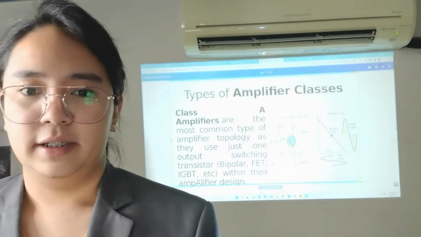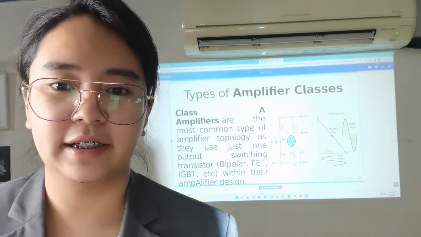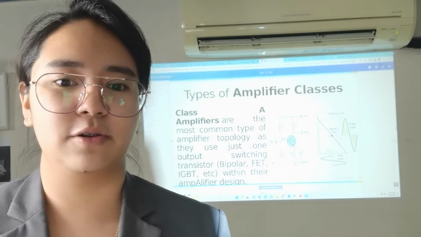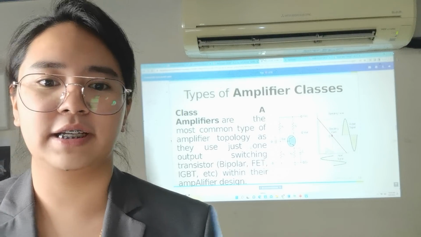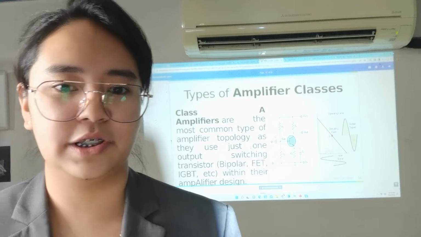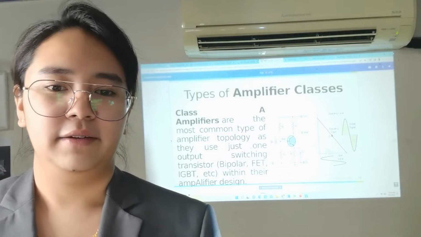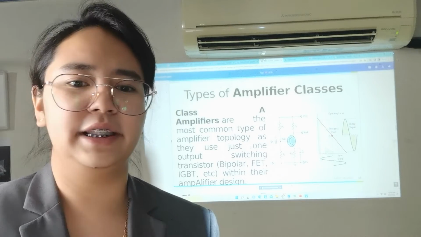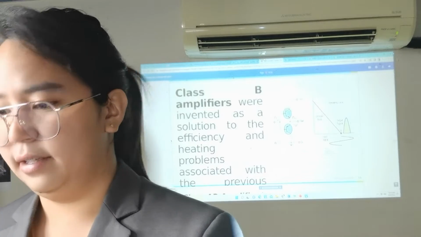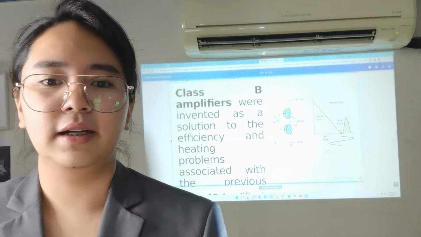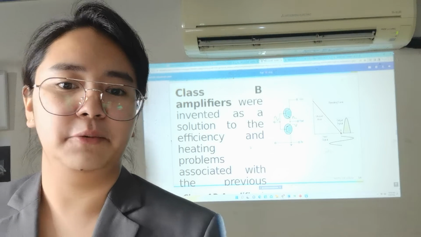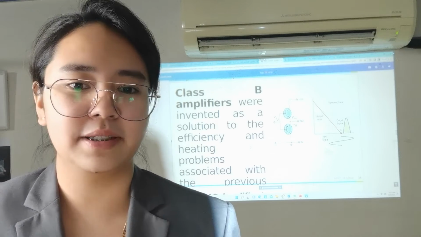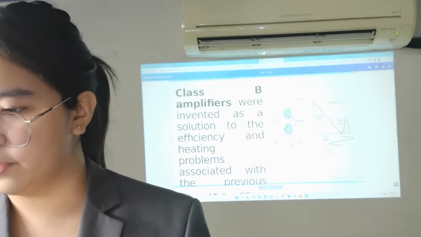The next topic is the types of amplifier classes. Class A amplifiers are the most common type of amplifier topology, as they use just one output switching transistor, bipolar, FET, IGBT, etc., within their amplifier design. Class B amplifiers were invented as a solution to the efficiency and heating problems associated with the previous class.